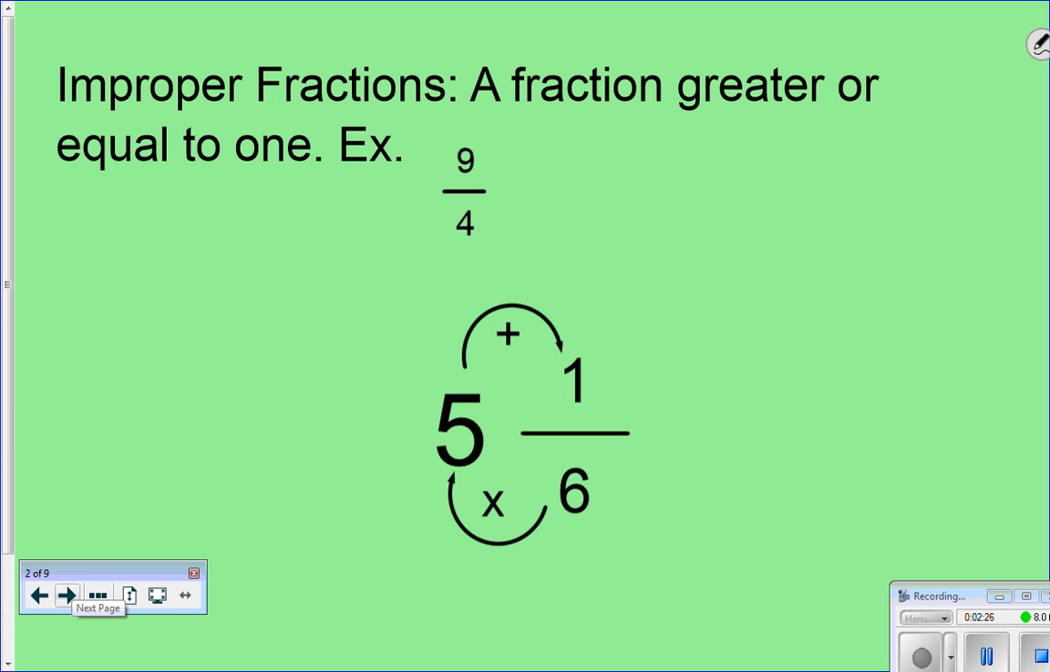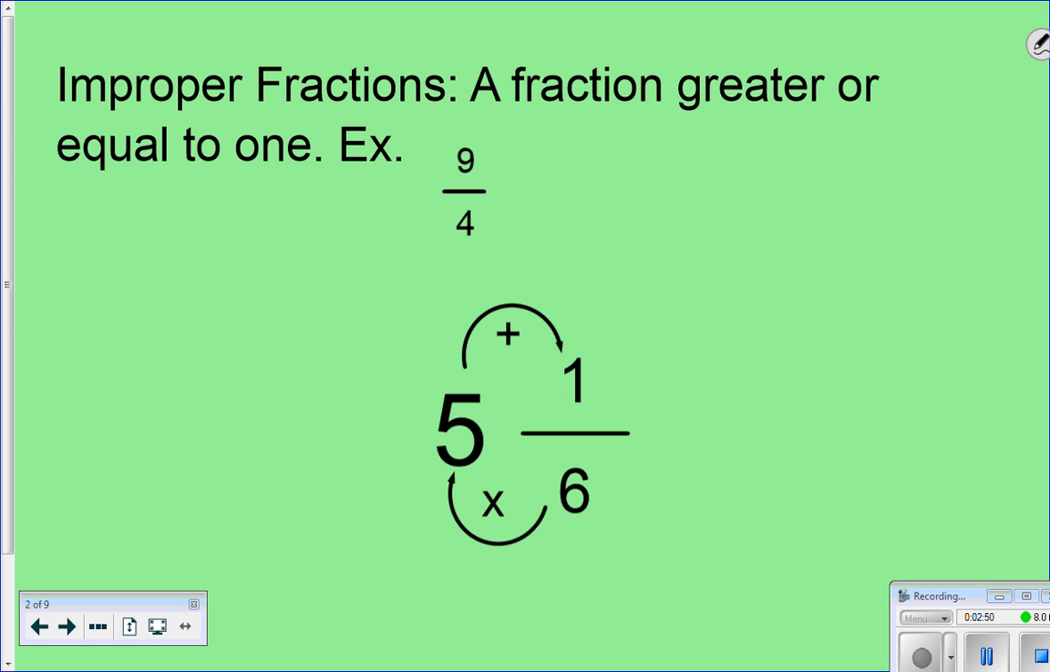The first thing I want to talk about is an improper fraction, how to make something into an improper fraction. Okay, so if I have a mixed number, I want to make this into an improper fraction. I think you've already got this in your notes somewhere, so you don't need to write it down again. Okay, but let's talk about this. If I have 5 and 1/6, how can I make that into an improper fraction, Kaylee?